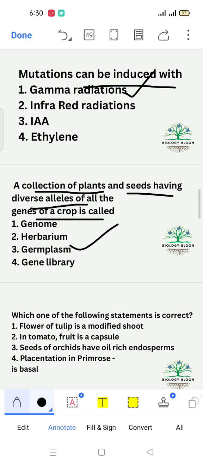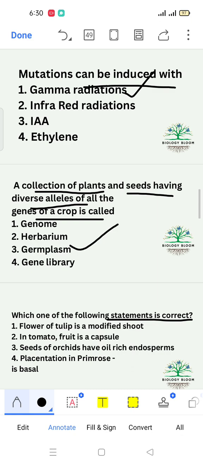Next is: which one of the following statements is correct? Flower of tulip is a modified shoot. In tomato, fruit is capsule. Seeds of orchids have oil-rich endosperms. Placentation in primrose is basal.